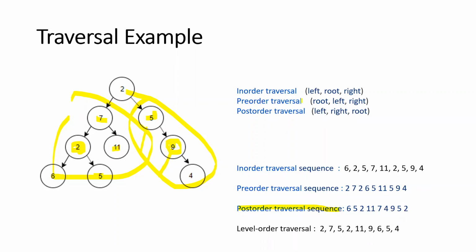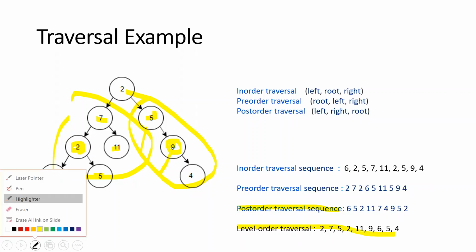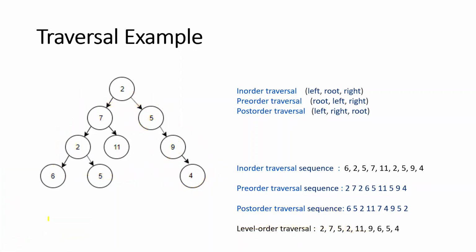Now one more traversal in case they are asking: level order traversal. What is level order traversal? We have to traverse level by level. This is level 0, this is level 1, this is level 2, and this is level 3. So in which order will we be traversing? We will be printing first level 0, so we will print 2.